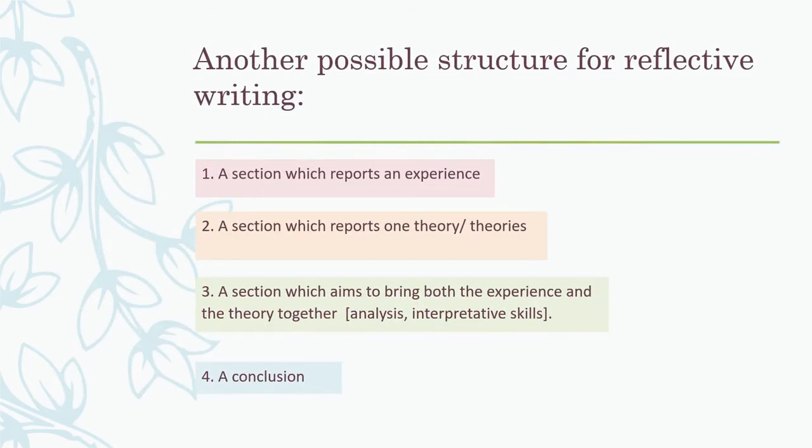Another possible structure for your reflective writing based on the previous models of reflection is the following one. You may want to have a section which reports on your experience first. Then, you may want to have another section which reports on the theory of your focus or on the theories of your focus. You may want to add a third section which aims to bring both the experience and the theory together. This is where your analytical and interpretative skills come through. Finally, you may want to have a conclusion.